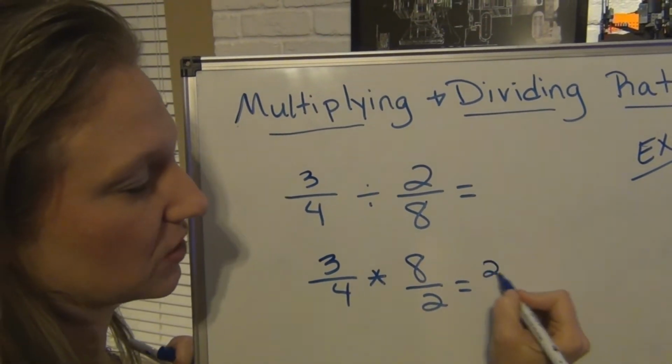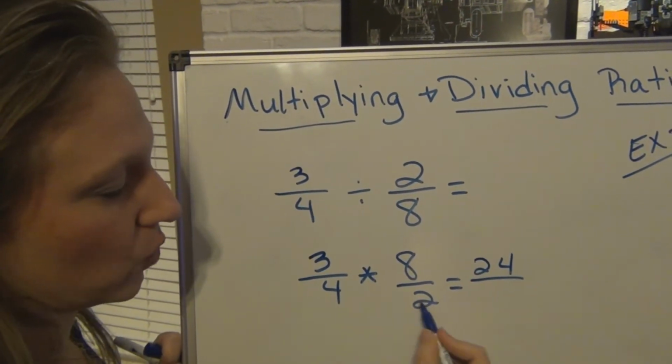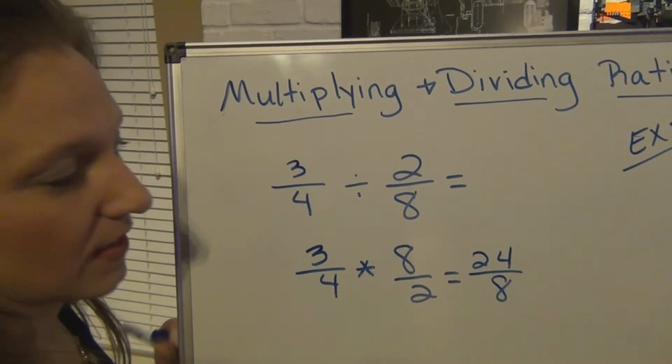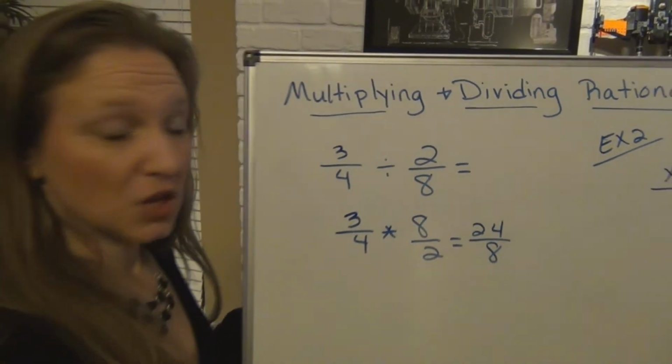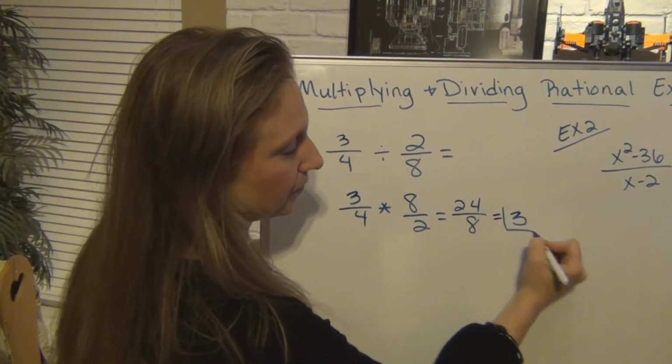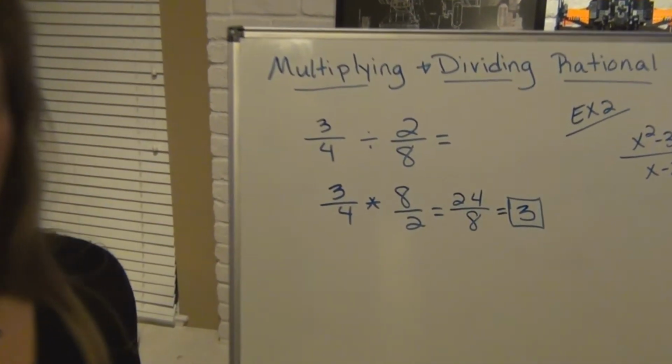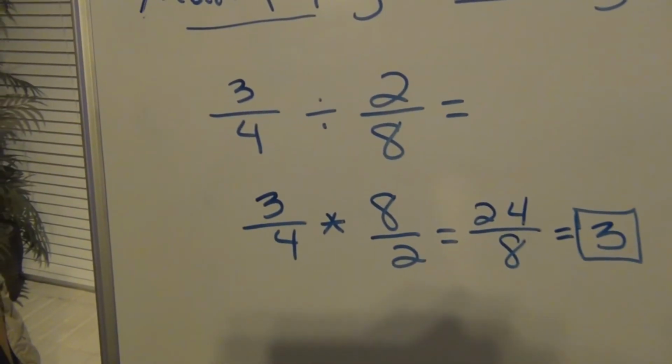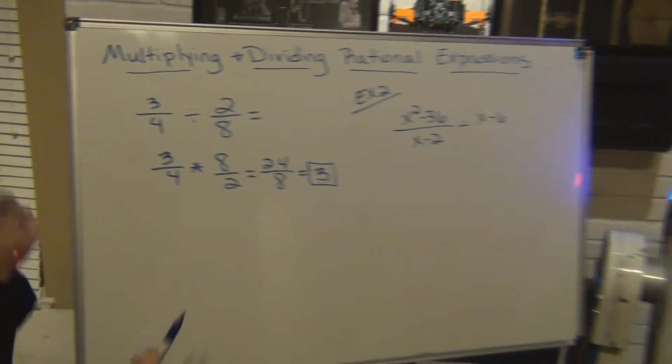So 8 times 3 is 24, and 4 times 2 is 8. Then we simplify our fraction. 24 divided by 8 is 3. So now we're ready to try a rational expression.